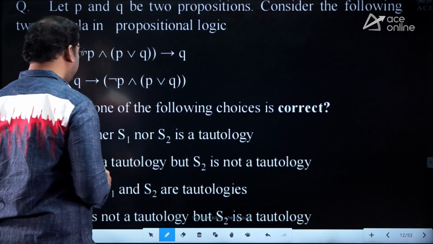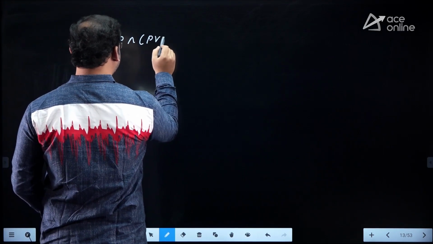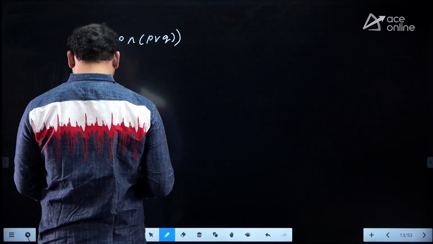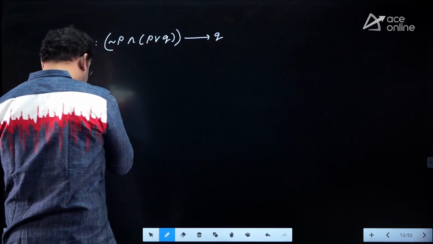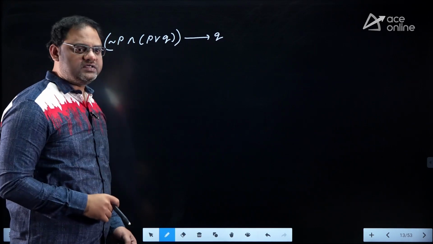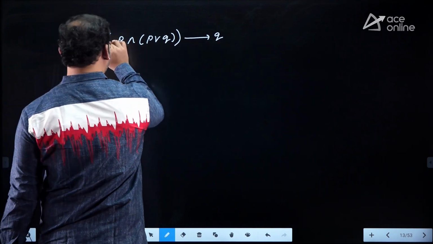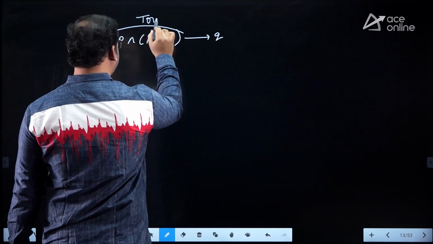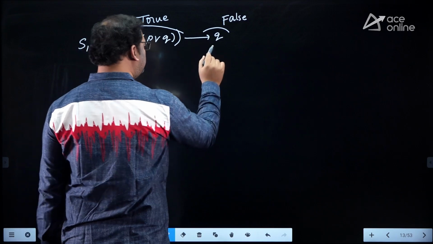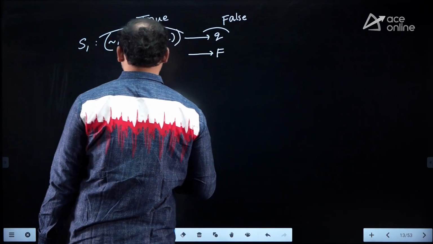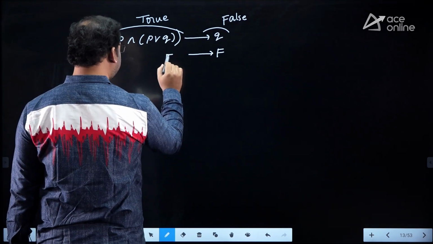Not P and (P or Q), which implies Q. Actually, the first antecedent part we can simplify to some level. Without simplifying also we can solve the question. The idea is, let us try to examine the case when the antecedent is true and the consequent is false, exist or not. Let us consider Q is false here. When Q is false, P can be true or P can be false. Both cases exist.